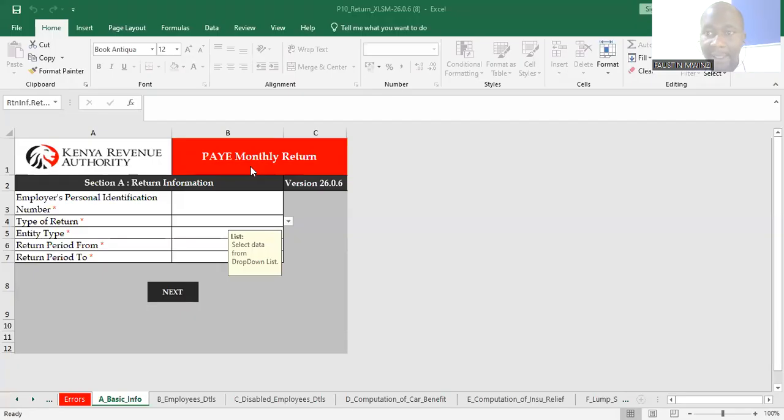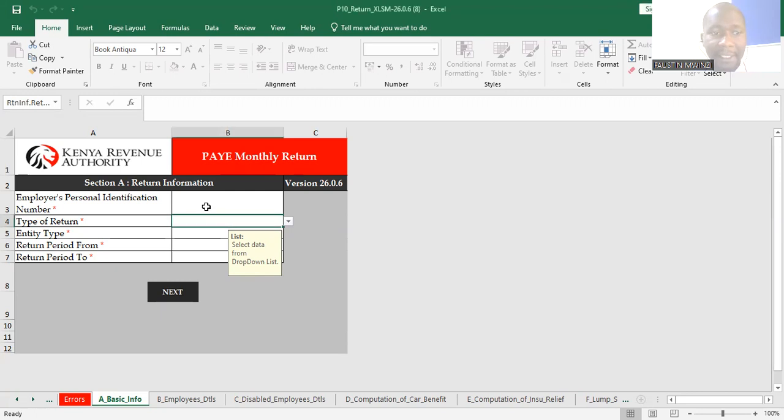I demonstrate to you how to do this by using the form which I've already downloaded. Employers must have a form that looks like this. You'll go to iTax, select employer, and download a form. It should look like this, the P10 monthly return. Remember, it is monthly. I just take you through the basics of how the form looks.